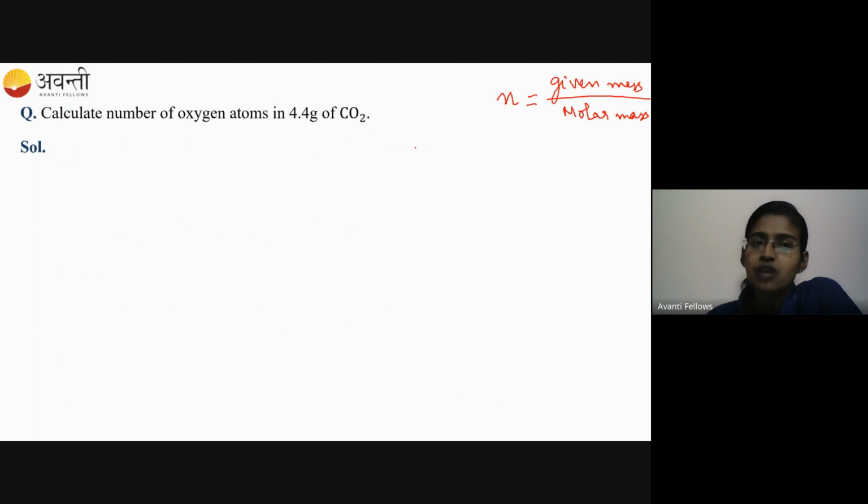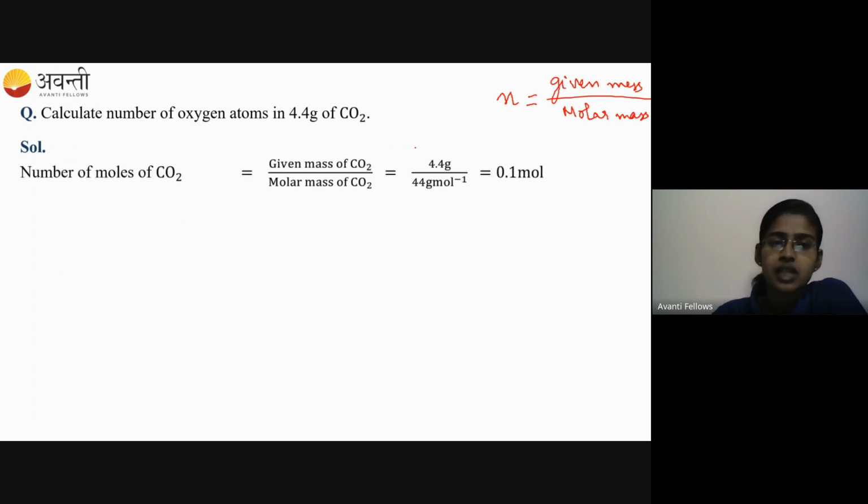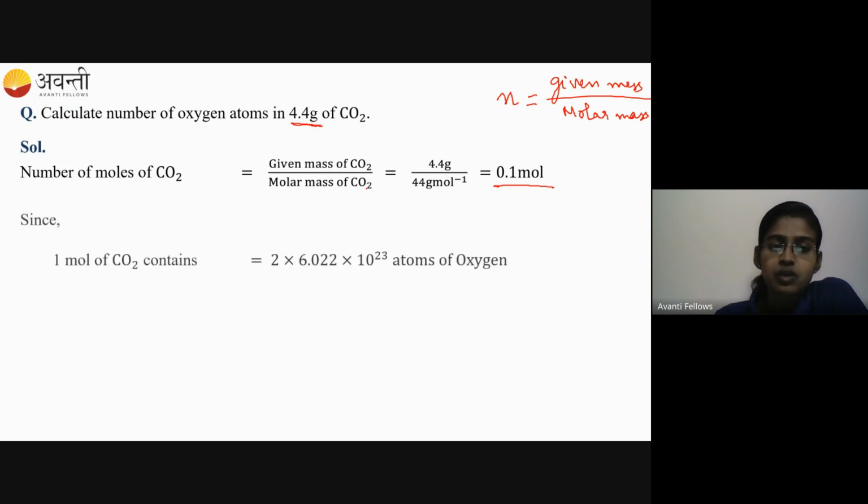Now for this carbon dioxide, how to find out the number of moles? It is given mass of carbon dioxide by molar mass of carbon dioxide. The given mass in the question is 4.4 gram and the molar mass of carbon dioxide is 44. Just now we have calculated, and we are getting 0.1 mole as the number of moles of 4.4 gram of carbon dioxide. Now, 1 mole of carbon dioxide contains how many oxygen atoms? There are 2. So 2 into Avogadro number of oxygen atoms, right?